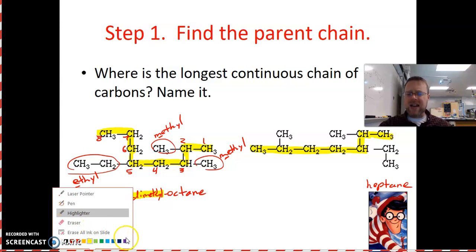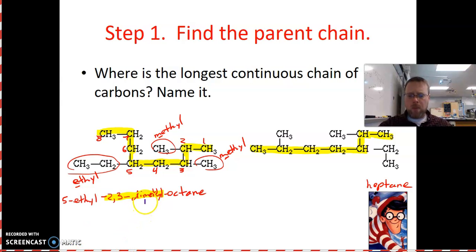Now, when you're alphabetizing to put them in order, you would want to be comparing the M in methyl to the E in ethyl alphabetically. So E comes before M in the alphabet, so ethyl comes before methyl. Don't worry about alphabetizing the D in di. You don't need to do that.